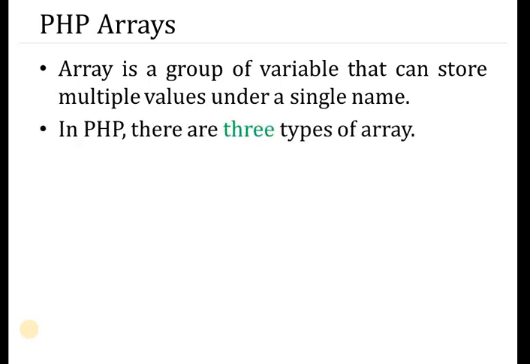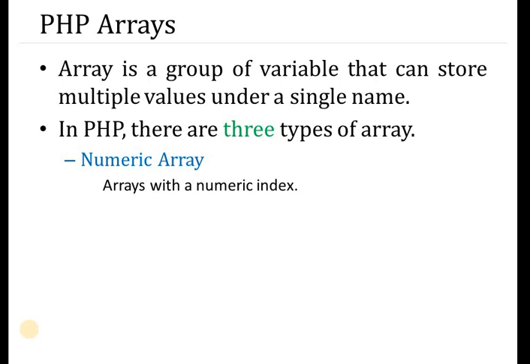In PHP there are three types of arrays. First, the numeric array, which means an array with a numeric index. An array is a collection of various data, so whenever we want to access particular data, we access it using the index of that array. In a numeric array we use a numeric index, let's say 1, 2, 3, 4, like that.